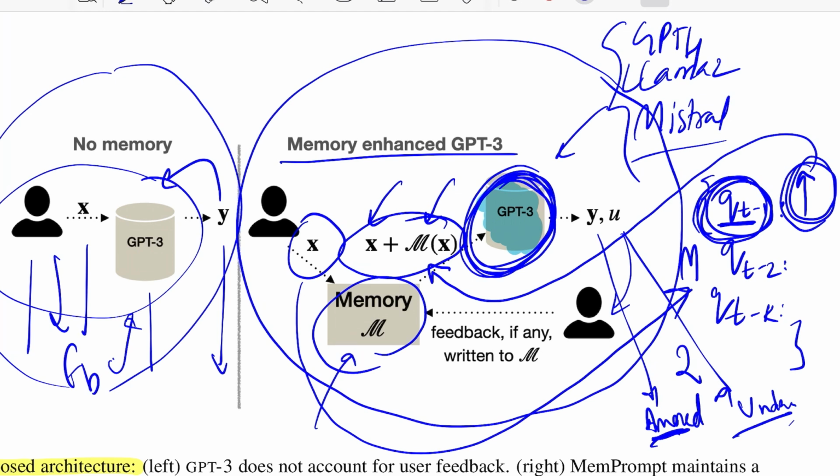You ask a question, you check the memory, you get the feedback, append it to the input, ask GPT-3, and get the output and the understanding of the intent of the question. So that's the entire crux of the paper.